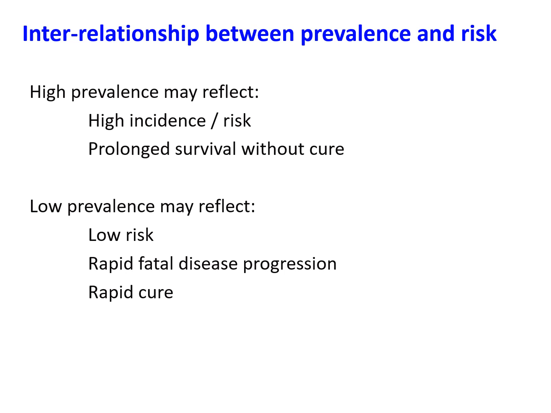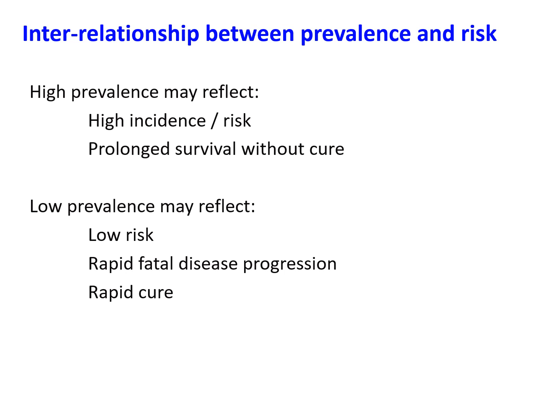I'd also like to point out the interrelationship between prevalence and risk that we've talked about. So high prevalence of a disease or condition may reflect the fact that there's a high incidence of that disease, a high risk of it occurring. It can also reflect the fact that there's a prolonged survival without a cure, so a person who gets it has it for a long time.